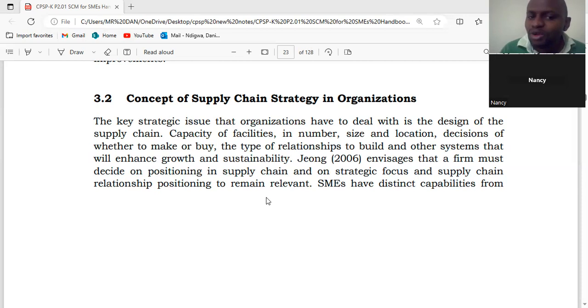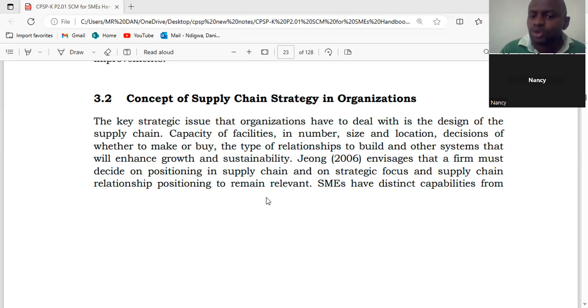Then the other important concept is also to build relationships with other key stakeholders in the organization. This will help you to enhance your growth and sustainability in the long run. Remember, you need to survive. Your business needs to survive for a very long period. And the issue of sustainability is also very, very important.